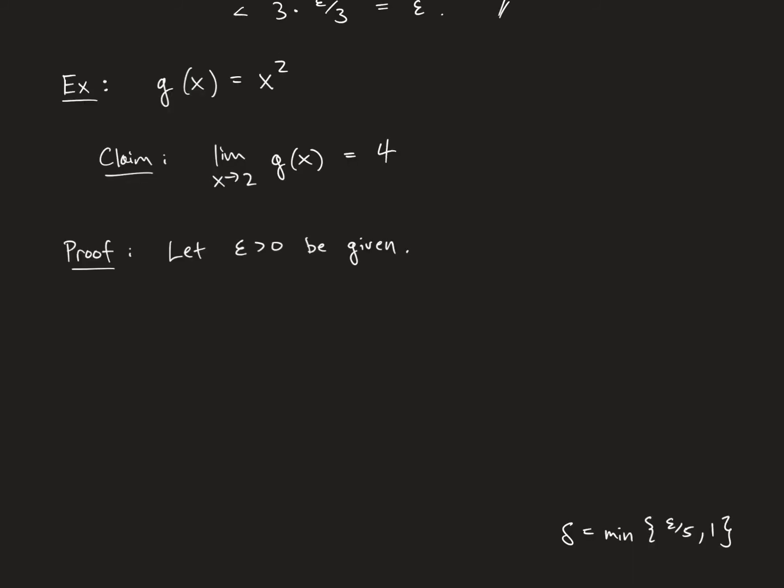Okay, so I erased everything except the delta, which I can erase after I write this next line. So we choose delta to be the minimum of epsilon over 5 and 1. Okay, so now I can erase this.